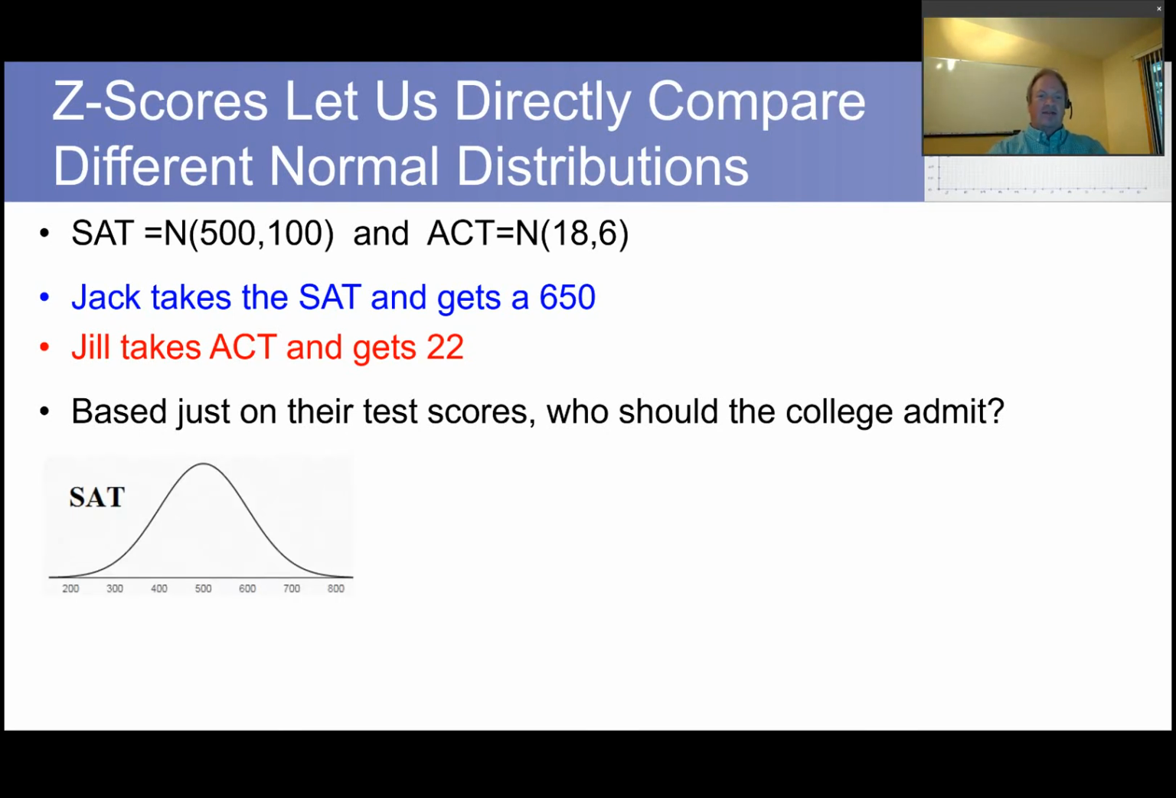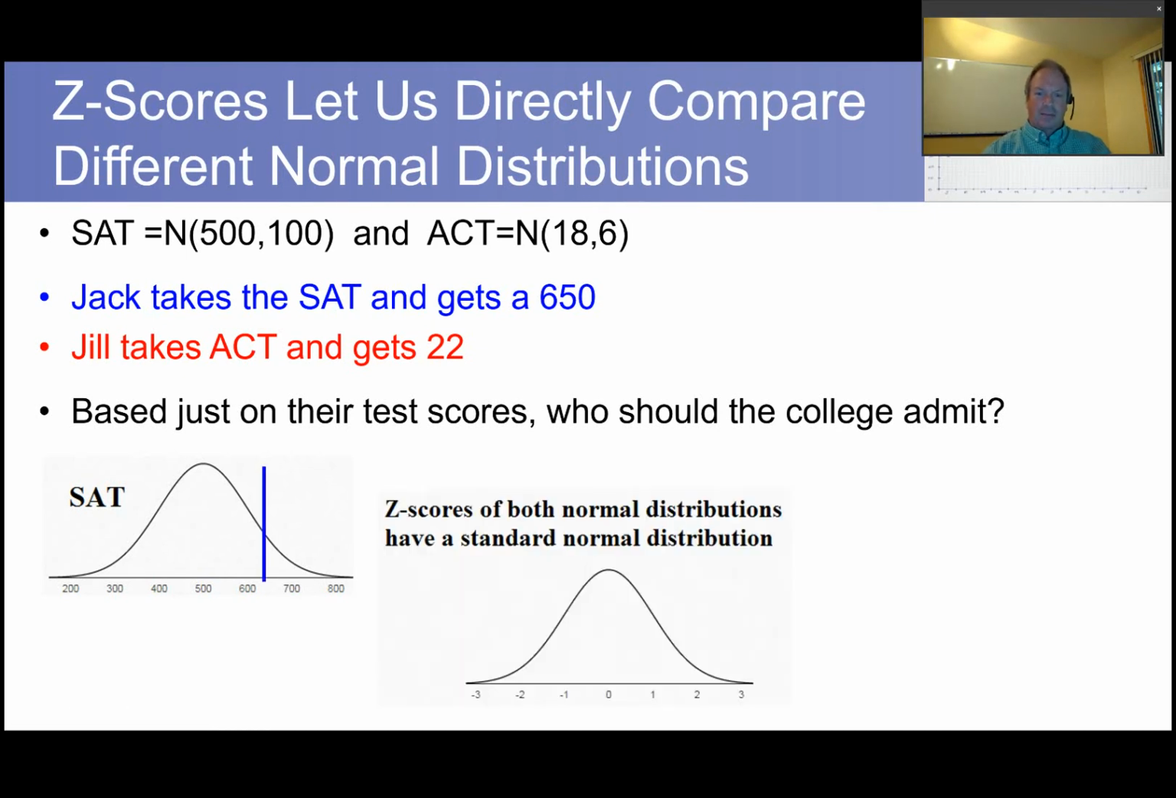Well, here's the SAT score distribution, right? It's normal with a mean of 500, and we're stepping out in units of 100 here for the standard deviation. And this is Jack's SAT score of 650. And I know that if I took those SAT scores from that normal distribution and computed the z-scores, it would have a standard normal distribution. And so the z-score that Jack has is 1.5. And since the z-scores from any normal distribution come from a standard normal, I can plot Jack's here.